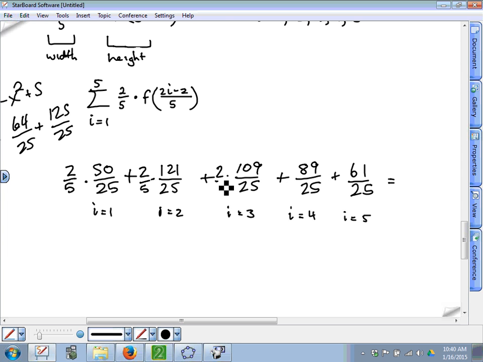These were just the function values. These were each just function values. These all need to be multiplied by 2 fifths, and then you add that together. On a problem like this on a test, it would have to be done by hand, you guys.